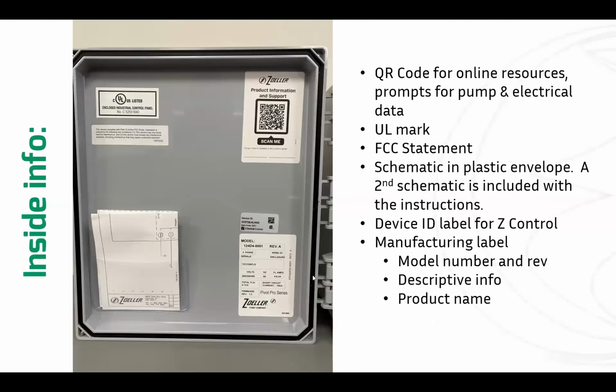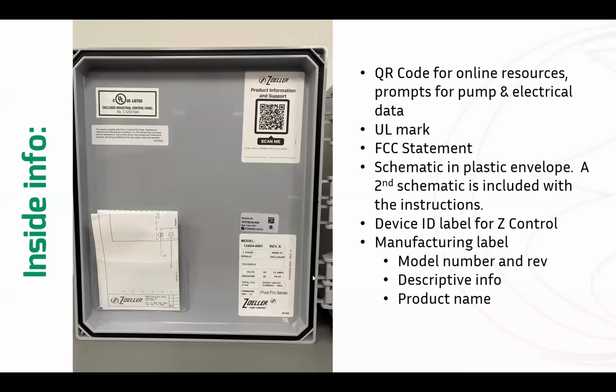Inside the door on the panel, you have all the regular stuff. You've got your manufacturing sticker. On a Pivot Pro, you've got a device ID, which is what the cloud uses to identify it. You got your agency markings, your FCC statement, and you have a schematic there in that envelope. And there's another schematic that we include in the box in the carton.